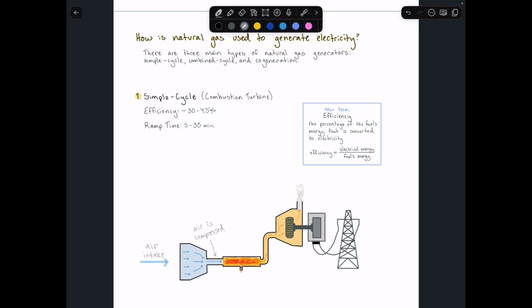Then here, natural gas is injected into the hot and high pressure gas, and then it combusts. These very hot and very high pressure gases are pushed in the direction of a gas turbine. So here is a gas turbine.